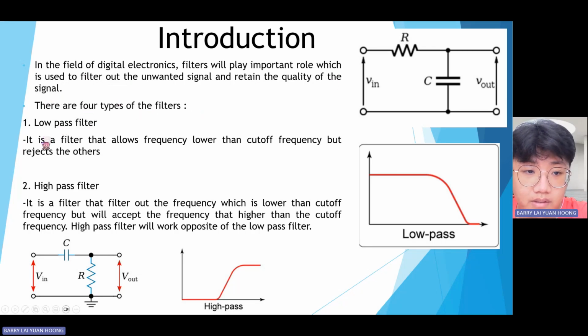First, the low-pass filter is a filter that allows frequencies lower than the cut-off frequency, but rejects the others. This is the circuit and the graph for the low-pass filter.